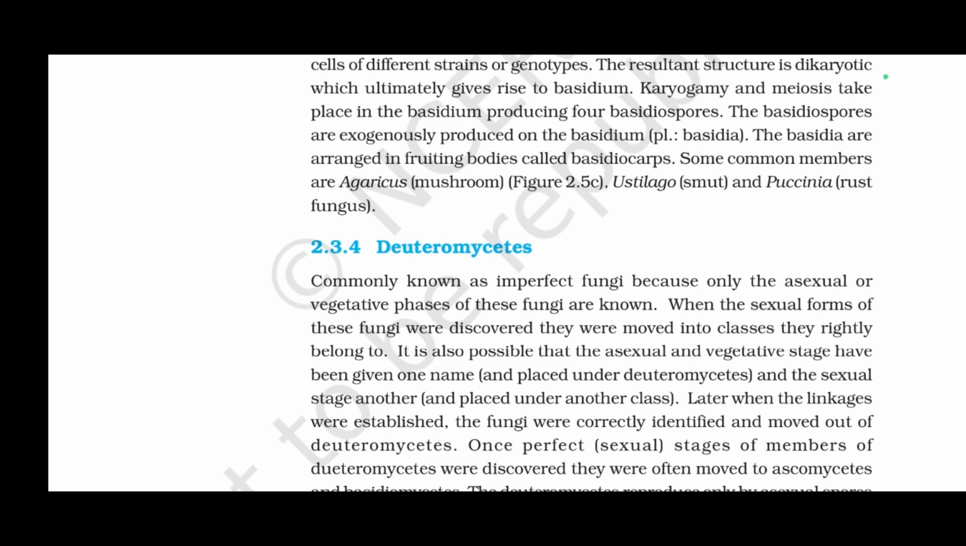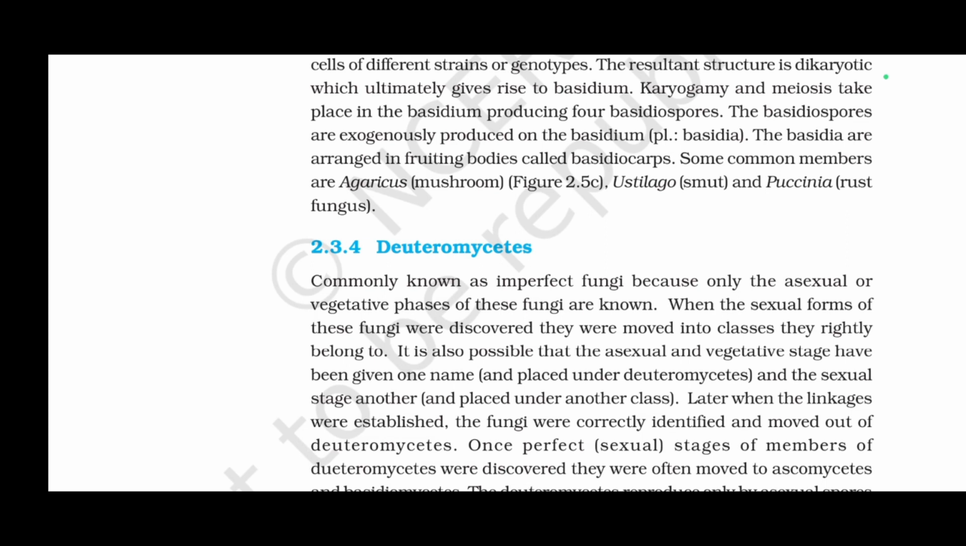Karyogamy and meiosis take place in the basidium, producing four basidiospores. The basidiospores are exogenously produced on the basidium, plural basidia. The basidia are arranged in fruiting bodies called basidiocarps. Some common members are Agaricus, mushroom, Ustilago, and Puccinia, the rust fungus.